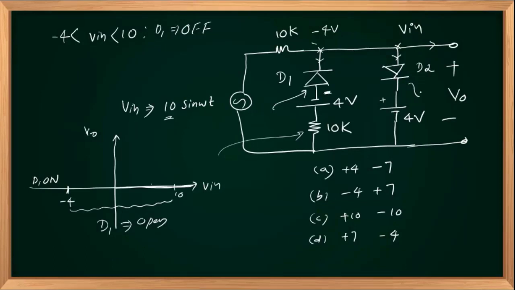Let us concentrate on diode D2. Again, if diodes D1 and D2 are in open state, we are opening both diodes initially to identify the range of voltages at which they will turn on. So if D2 is in off state initially, your Vin is present here, that is 10 sin omega t. If Vin crosses 4 volts, your D2 turns on. So the moment your Vin crosses positive 4 volts, your D2 turns on. And of course, as we discussed, D1 will be in off state.